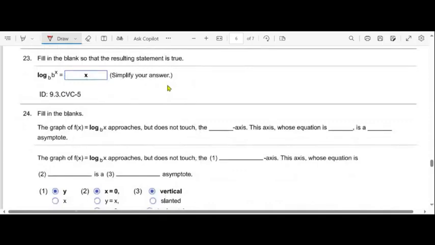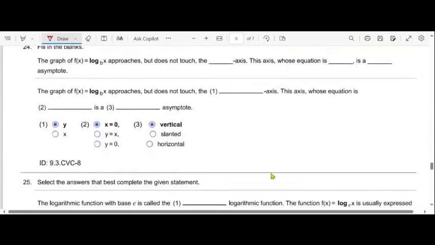Number 23. Fill in the blank so the resulting statement is true. Log base b of b to the power x equals what? If we get rid of the b and the b, we will have only the x left. So the answer will be x. You have the base here and the base here, so you cancel them. Very good. Next one.